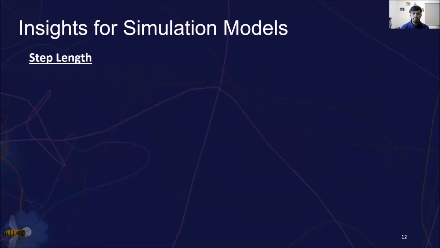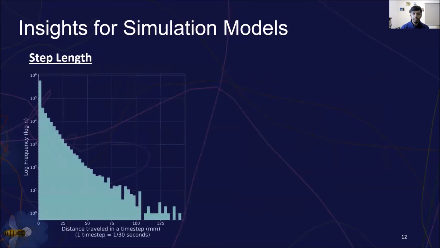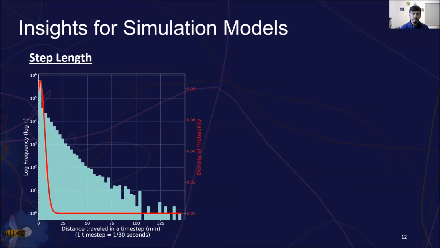Next, we look at the step length of honeybee movement. This plot shows the frequency histogram related to honeybee step length, where the y-axis shows the log frequency and the x-axis is the step length in millimeters. We also plotted the density of probability related to step length distribution, and it is shown in red.